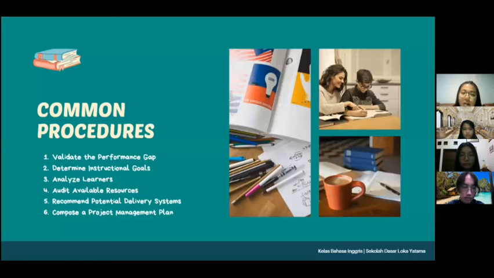Okay, so the common procedures of analysis has 6 steps. First is to validate the performance gap. Second, to determine instructional goals. Third, to analyze learners. Fourth, audit available resources. Fifth, to recommend a potential delivery system. And the last one is to compose a project management plan.